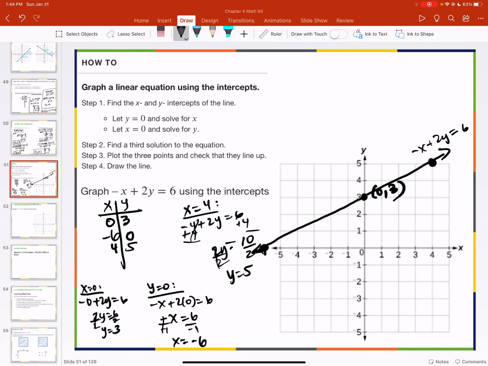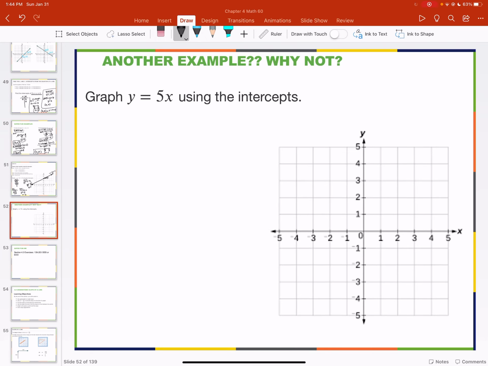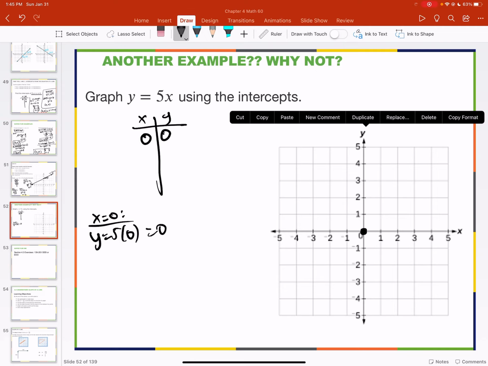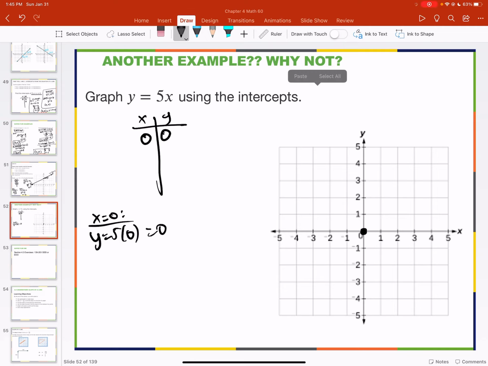All right. What if you have something like this where it goes through the origin? Another example, why not? Here you'll see algebraically, if x is equal to 0, we set y equal to 5 times 0, so that just means 0. So that's 0, 0. So that means this point is on the graph, the origin. That's when the point is both x and y intercept. So you're not going to have any more intercepts. If you let y equal 0, you're going to get 0 for x. So it's just 1.